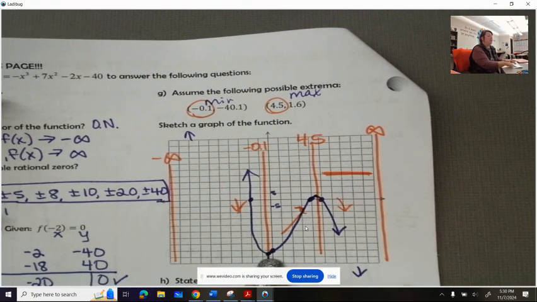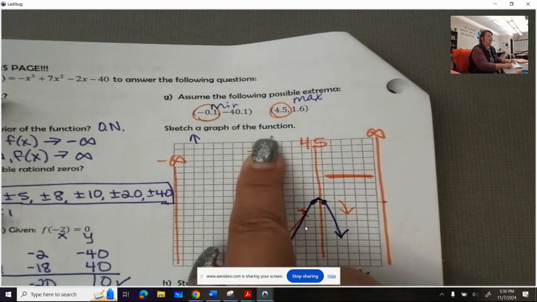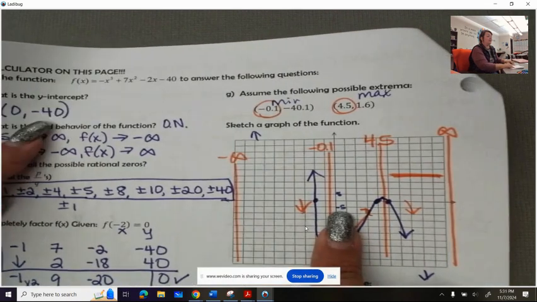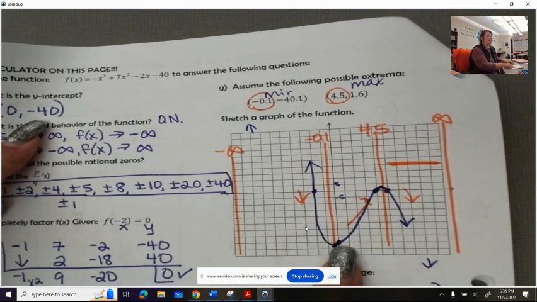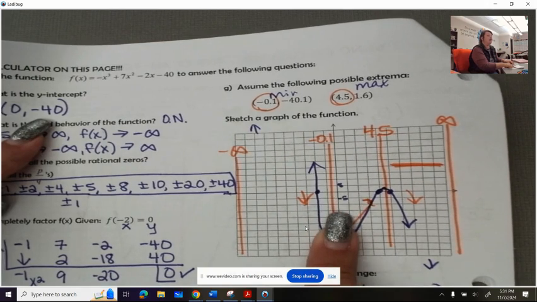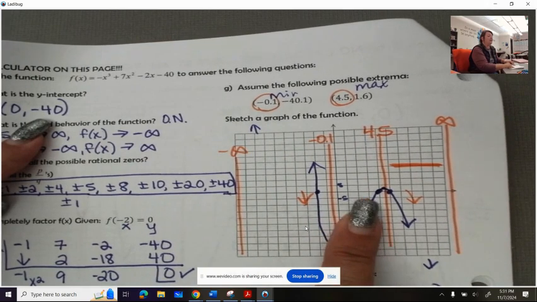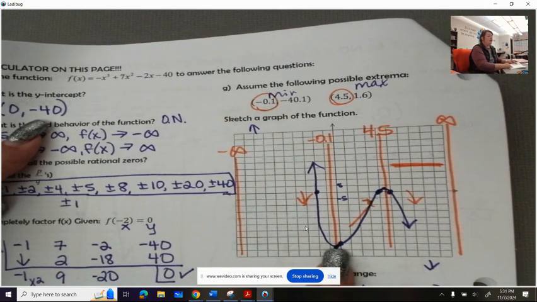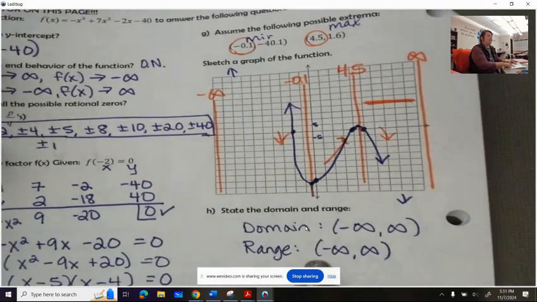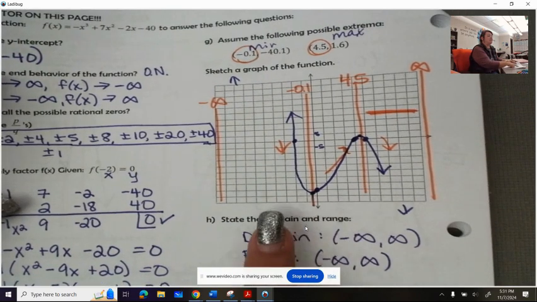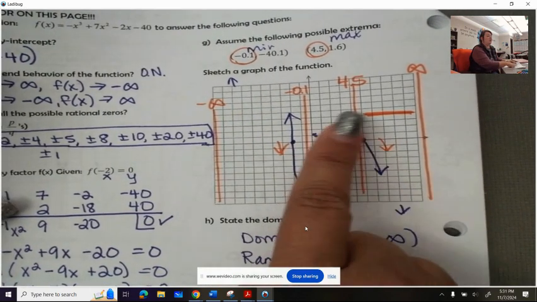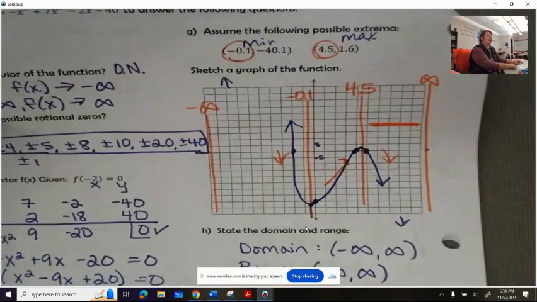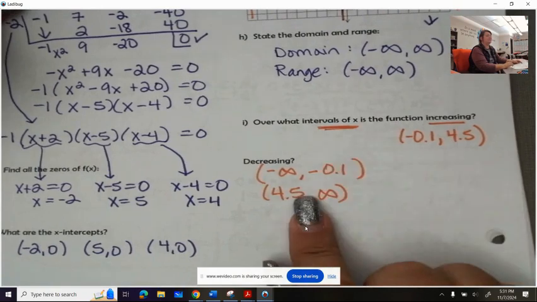And I had to do my y axis by fives because I needed to get negative 40 and negative 40.1. So I did my y axis by fives, but I didn't do my x axis by fives, just my y. So that's why these points look like they do. And then domain and range, again, is negative infinity to positive infinity. And then for increasing and decreasing intervals, I have my orange sections broke out here for that. So then you can find your increasing and decreasing intervals.